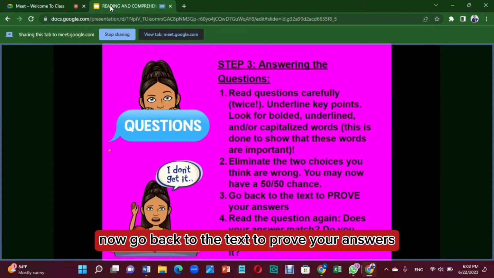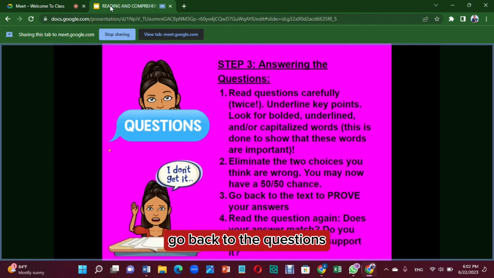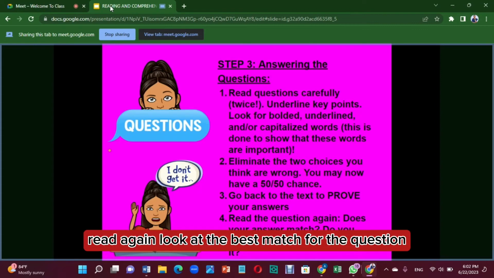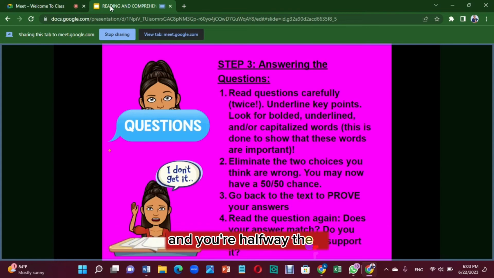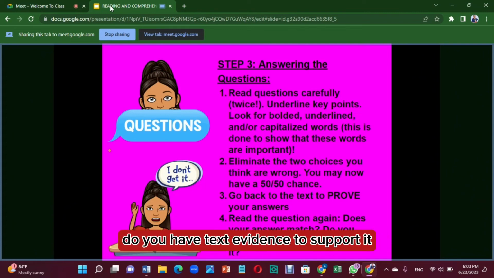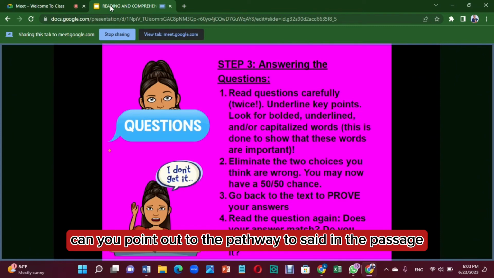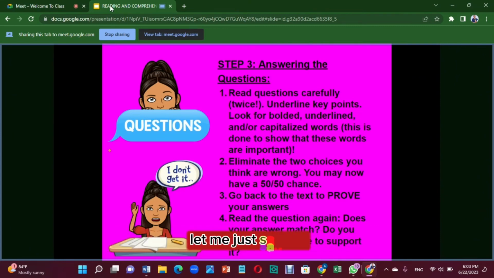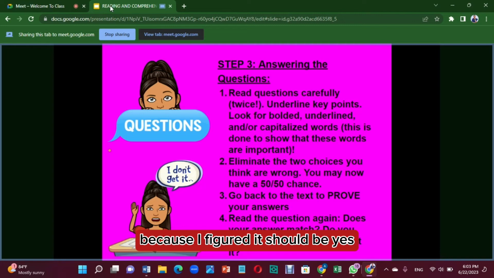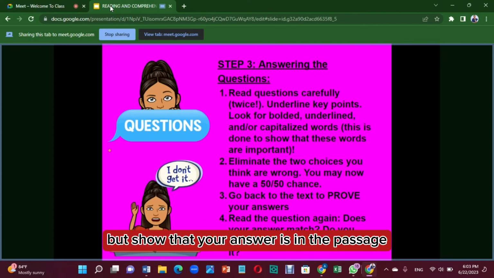Now, go back to the text to prove your answers. You want to be sure which of these other two is correct. Go back to the questions. Go back to the passage. Read again. Look at the best match for the question, and you're halfway there. So read the question again. Does your answer match it? Do you have text evidence to support it? Can you point out the part where it is said in the passage? You don't just say, oh, let me say yes, because I feel it should be yes. No, you don't do that. You check the passage, be sure that your answer is in the passage.